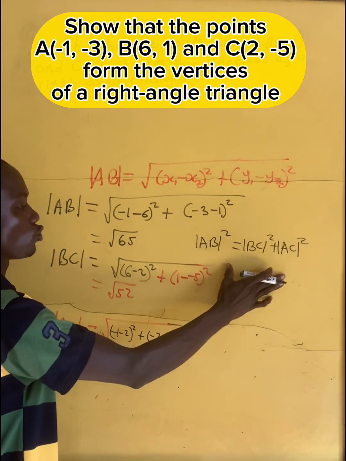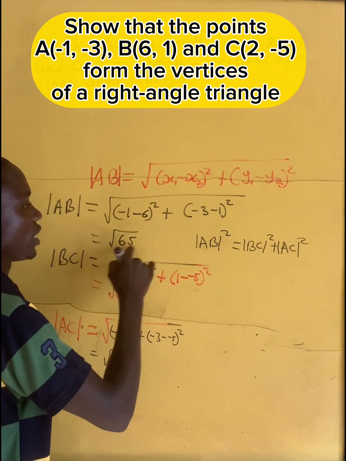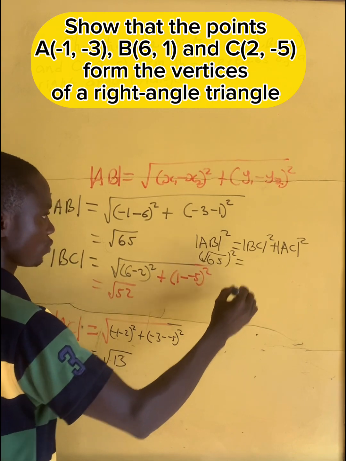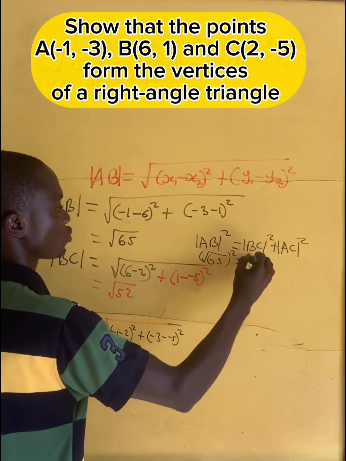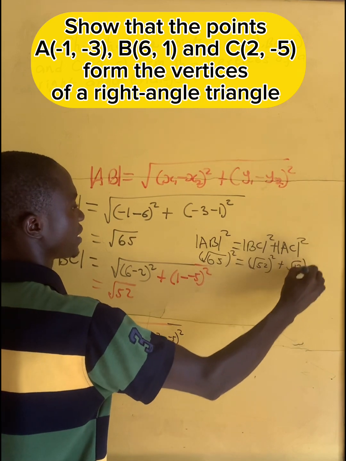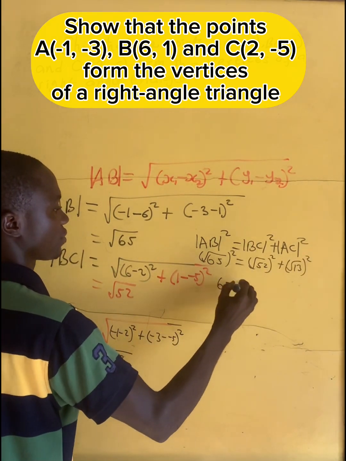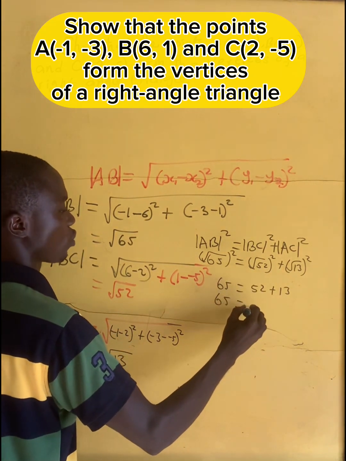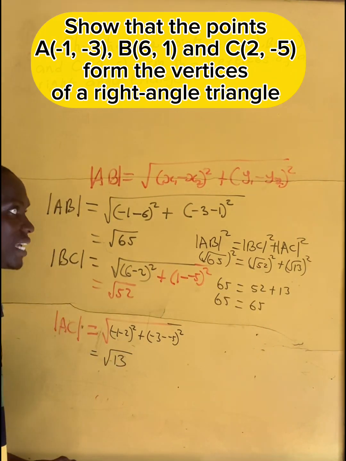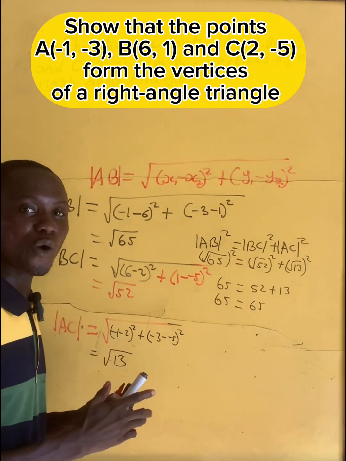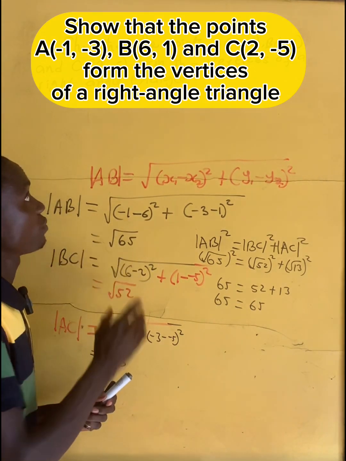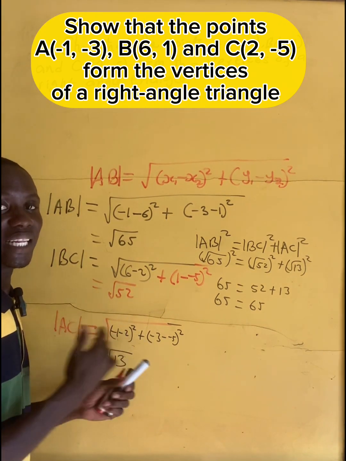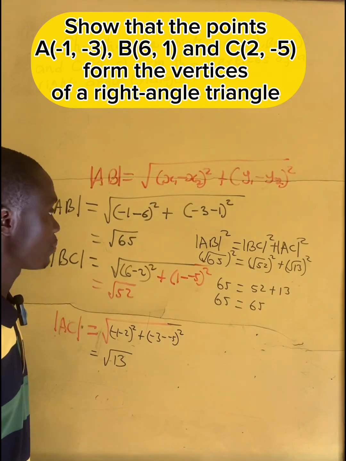So let's check if this is true for a right-angled triangle. We have 65 under the square root squared. Is it equal to square root of 52 squared plus square root of 13 squared? This is 65 equal to 52 plus 13. We have 65 equals 65. Hence, the points form the vertices of a right-angled triangle. So this is one way to prove that. Let's see the other way, that is the short one, or the simplest one.